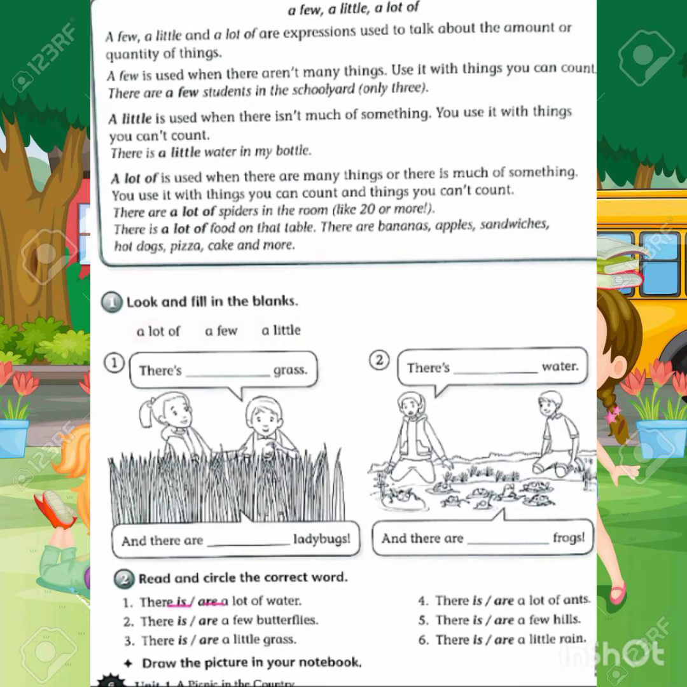Okay? I'm going to give you an example. The first sentence says, there is or there are a lot of water. So, water is an uncountable noun. We have to use there is. There is a lot of water. This is the right action. There is. Okay?